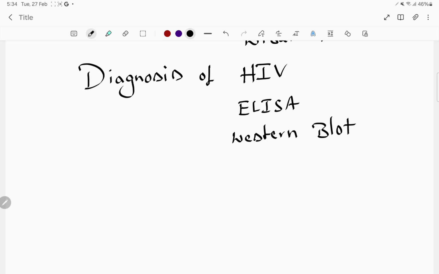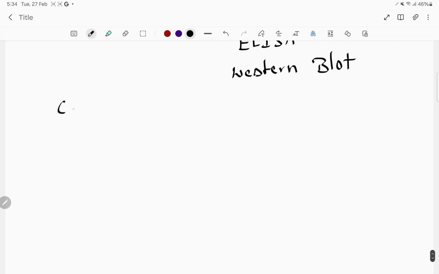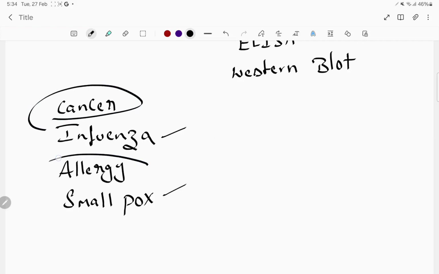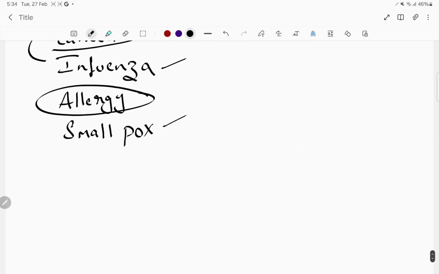So the diseases, I'll note down and tell me whether it is infectious or non-infectious. Cancer, influenza, allergy, smallpox. So influenza and smallpox are infectious. It will transfer person to person. Cancer and allergy is non-infectious.